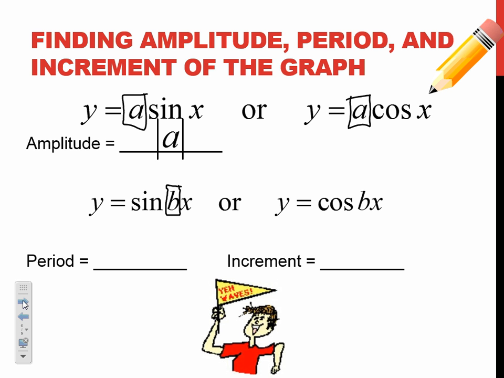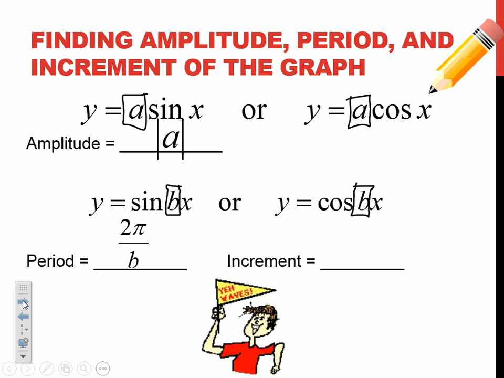Sometimes there will be, or actually all the time, but sometimes there will be a different number other than 1. There's that number in front of x, okay? That number in front of x, that b, is going to tell me some information about the period and the increment that I'm going to use to graph. So this might not make complete sense now, but it will when we do a few examples. So the period is found by taking 2 pi divided by that b value.